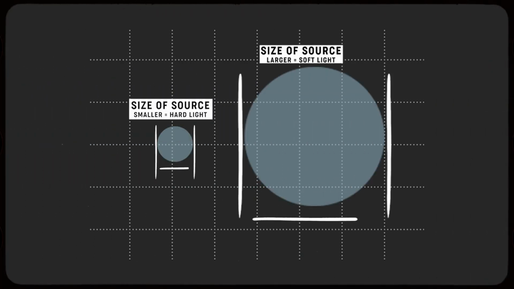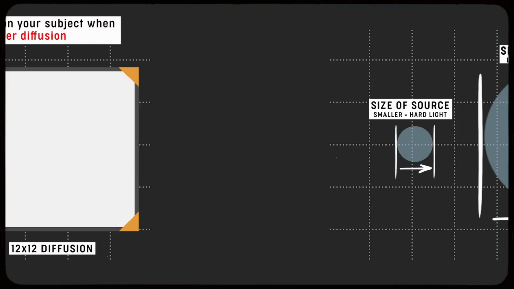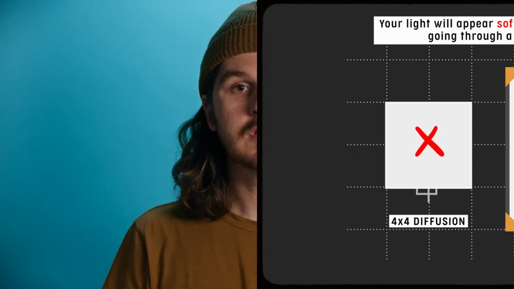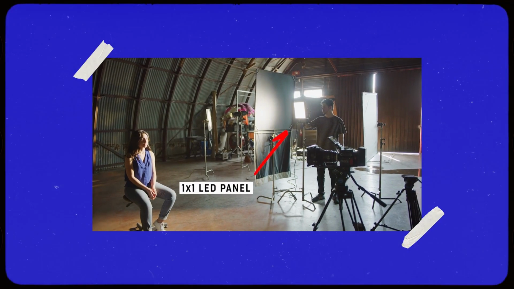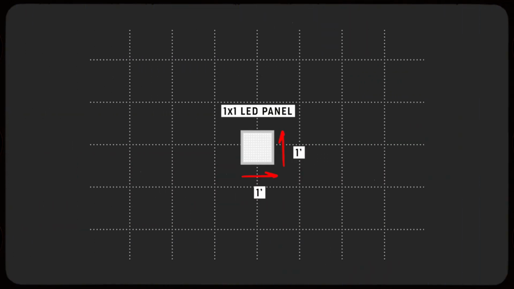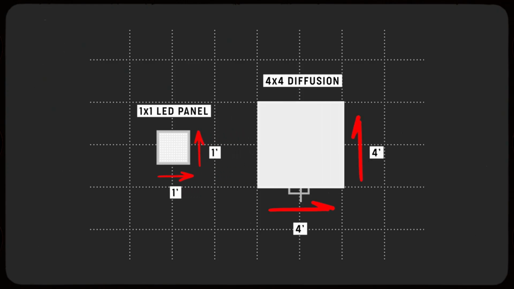If something is bigger, it is going to be softer. If you are going to key me right here, the light will appear softer if it was being sent through a 12 by 12 frame of diffusion versus a 4 by 4 frame of diffusion. So if you just took a 1 by 1 light panel and shine it right in my face, it would appear very harsh. 1 foot by 1 foot is pretty small. But if you actually were to put that 1 by 1 light panel and send it through a 4 by 4 frame, now your light source is 4 feet big.